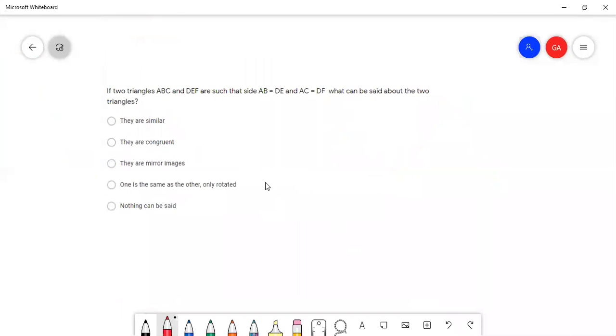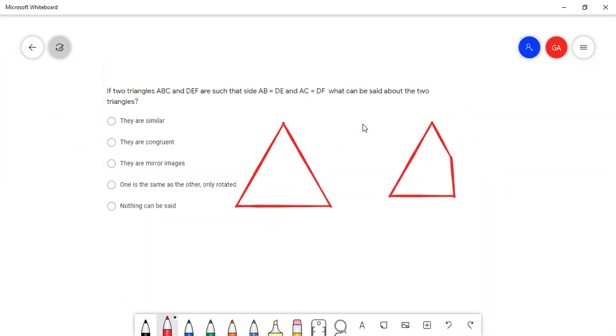If two triangles ABC and DEF are such that side AB is equal to DE, I'm going to draw two figures, A, B, C. I'm going to ask for someone's answer this time. Okay, let's see. Who knows? Let's see here. I'm going to call on someone.